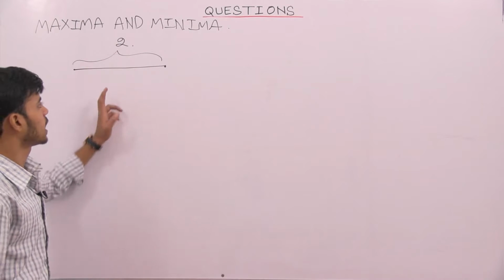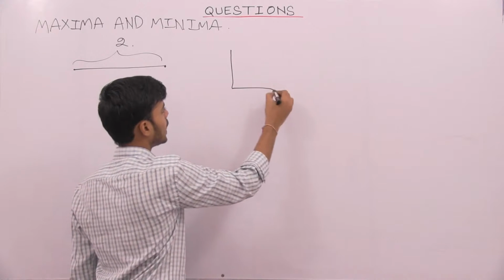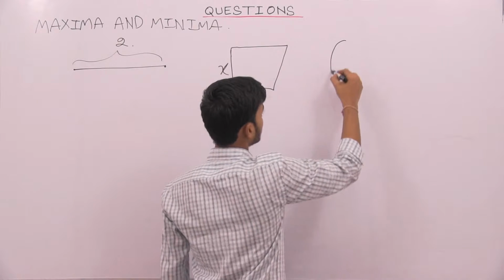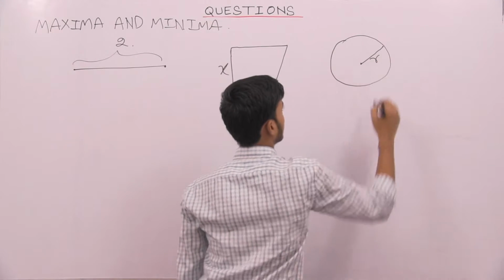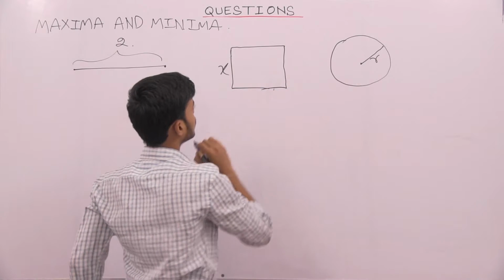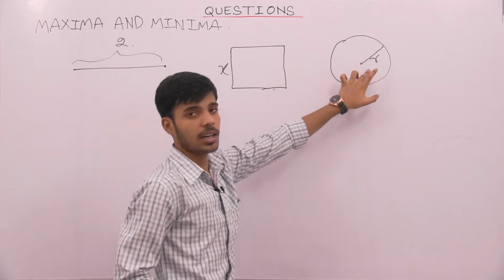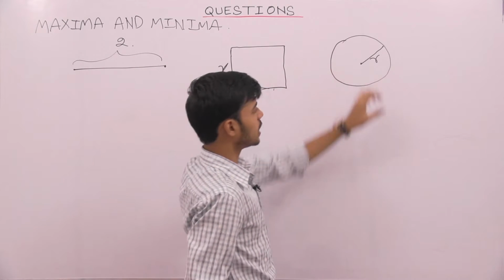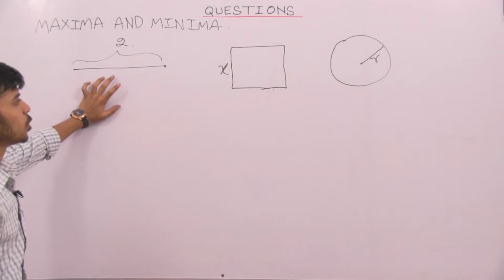which is cut into 2 parts, and one of the parts is used to make a square of side x units and another is used to make a circle of radius r. So we need to find the relation between x and r when the area formed by the square and the circle is minimum. So let's start from the known information.